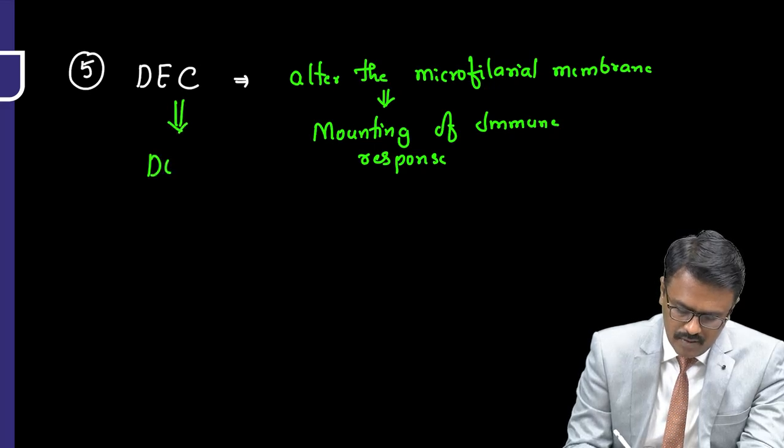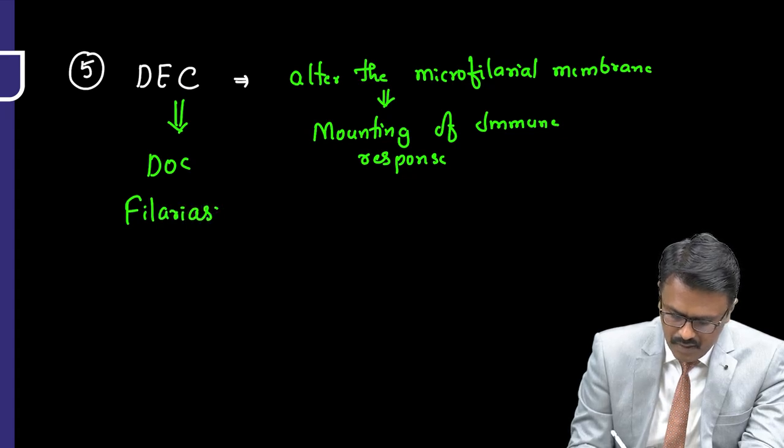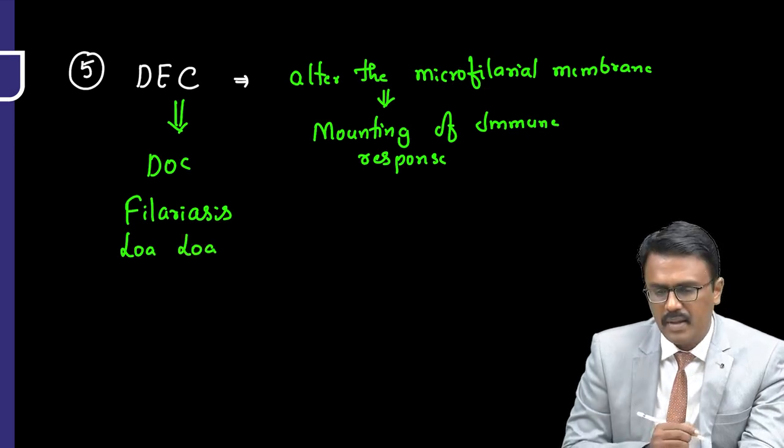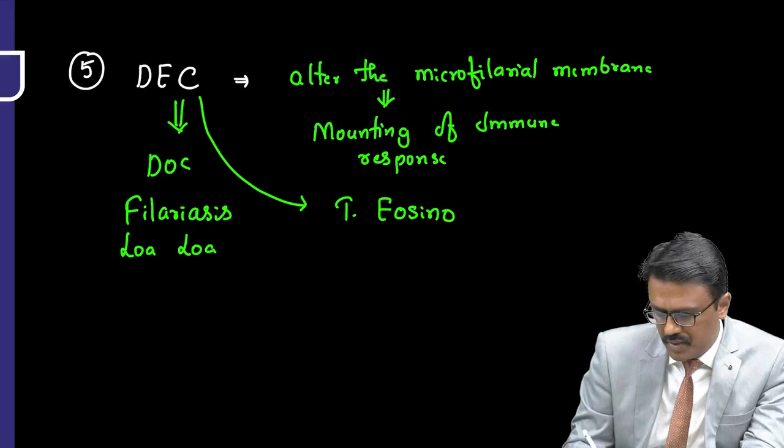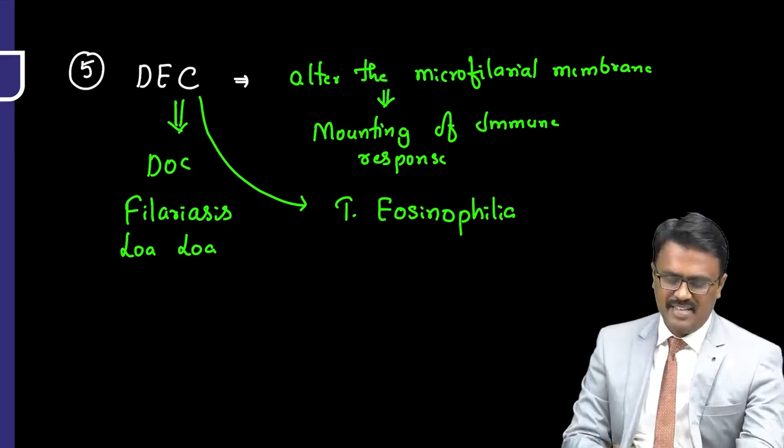So we know that DEC is the drug of choice for two conditions. What is that? Filariasis, and one more is loiasis. And also we use it in a condition called tropical eosinophilia. These are the uses of DEC.